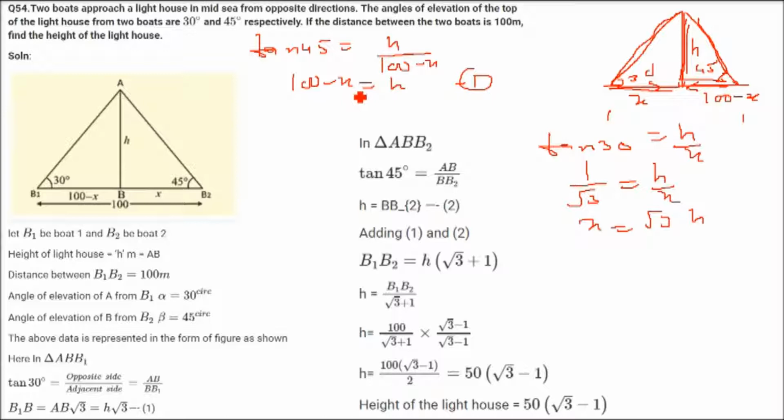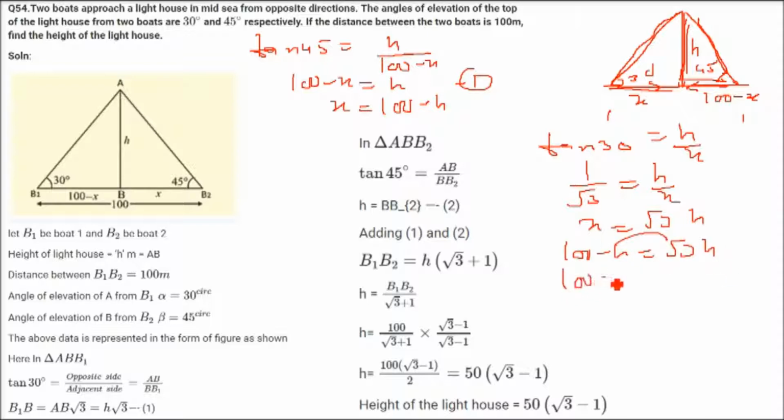Or you can do one more thing. Because the height has to be found out, let us eliminate x. So this x will be equal to 100 minus h. Right? So put x as 100 minus h. 100 minus h equal to root 3h.